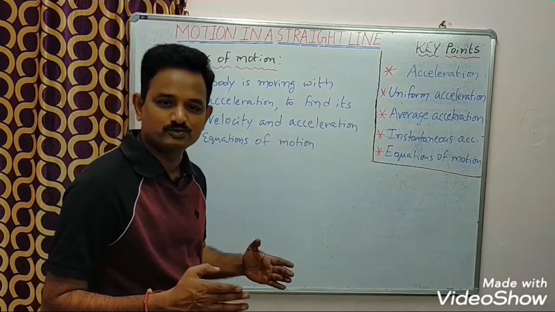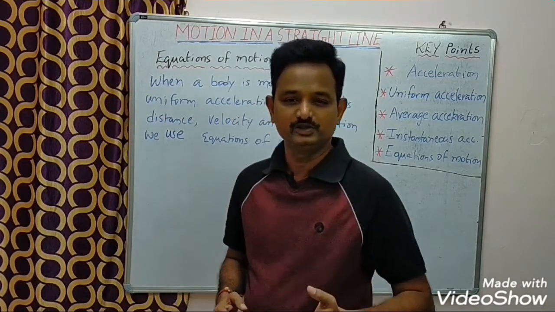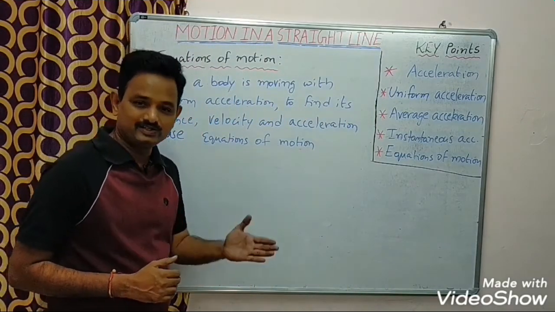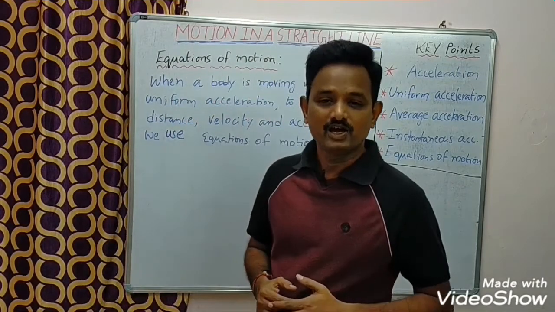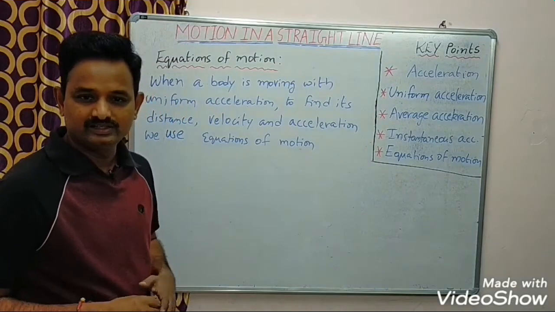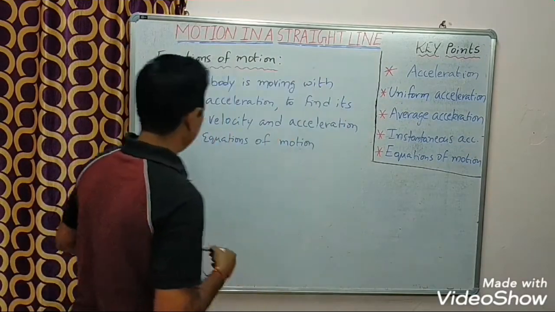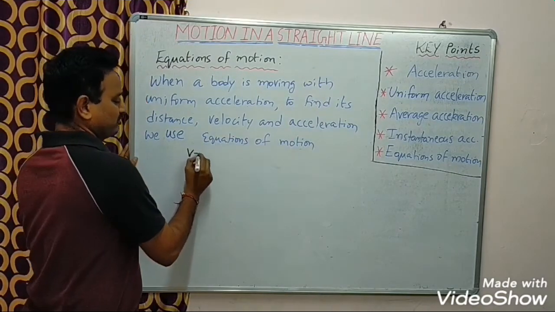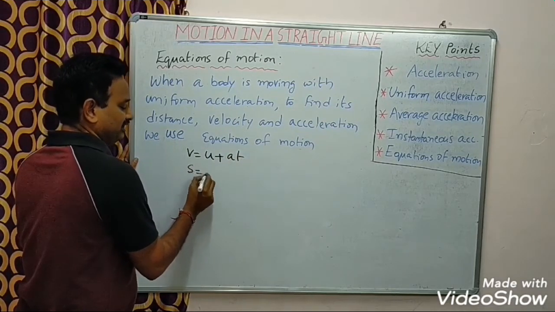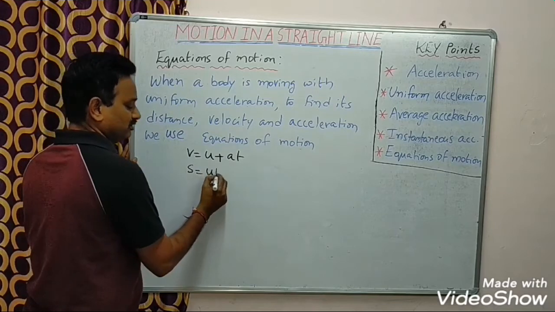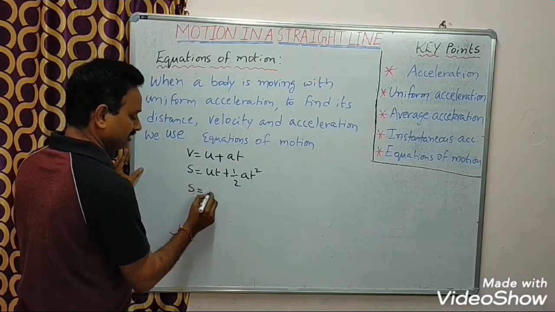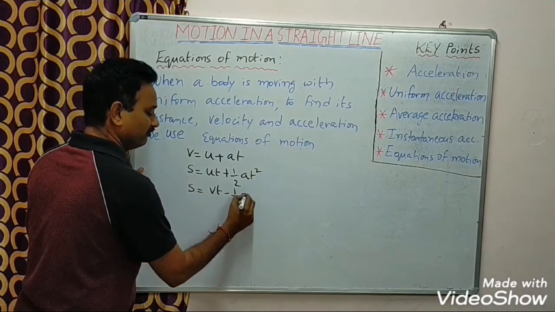Now equations of motion. When a body is moving with uniform acceleration, to calculate its distance, velocity and acceleration, we have equations of motion. What are they? Look at here. First one, v equals u plus at. Second one, s equals, that is distance equals ut plus half at square. And third one, s equals vt minus half at square.